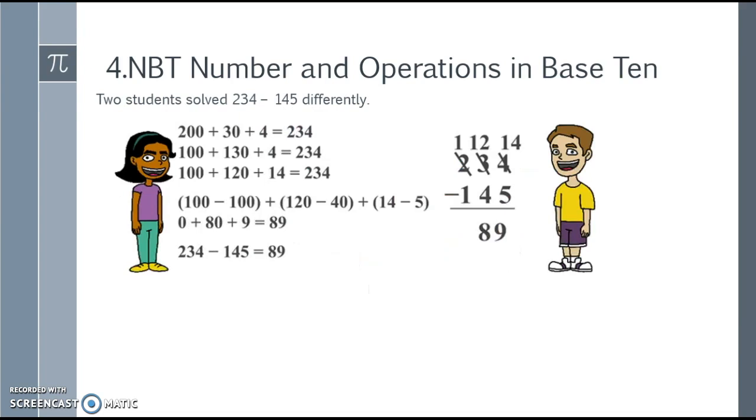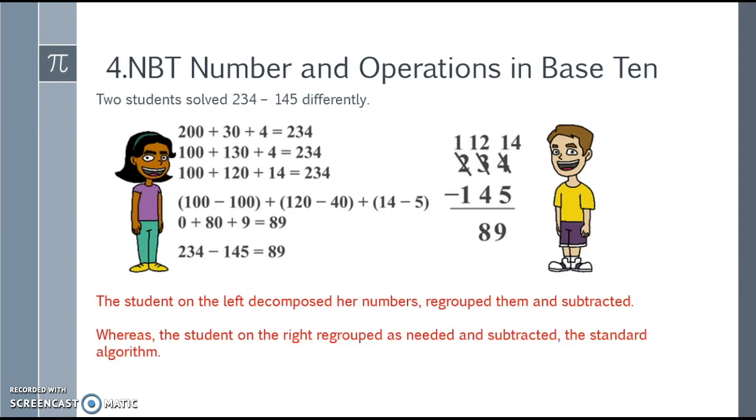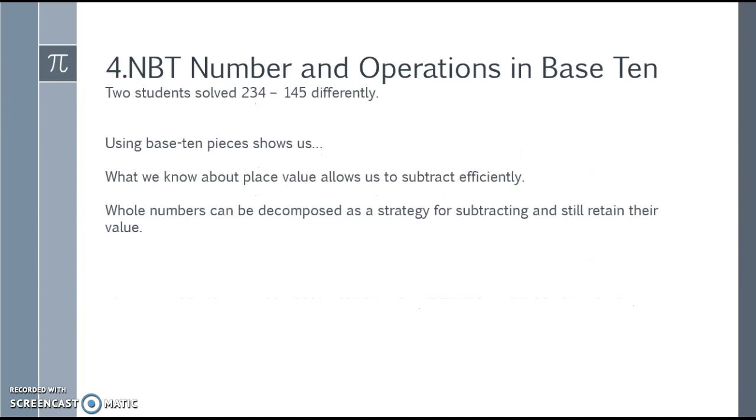Two students solved 234 minus 145 differently. On the left, you will see the student decomposed her numbers, regrouped them, and subtracted, whereas the student on the right regrouped as needed and subtracted using the standard algorithm. So let's use base 10 pieces to show how this is completed. What we know about place value allows us to subtract efficiently, and what we know about whole numbers can be decomposed as a strategy for subtracting and yet still retain their value.